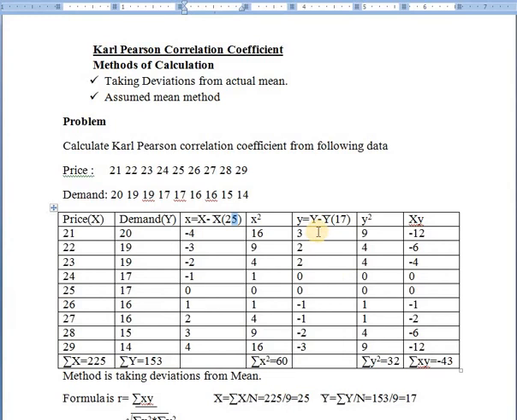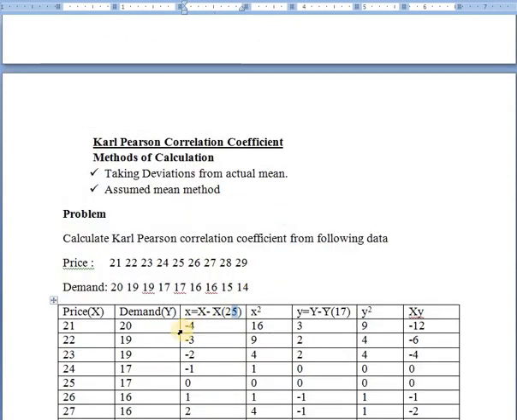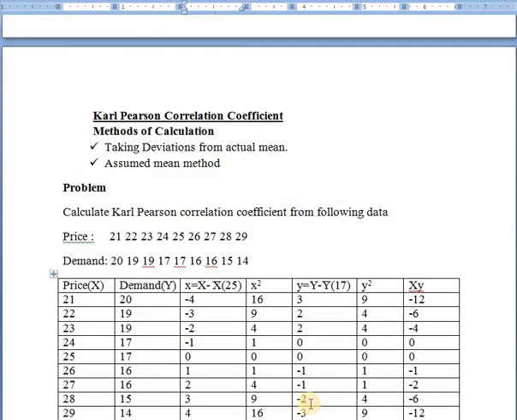In the same way we need to calculate small y, that is y minus y bar. Y bar, the average of y, is 17. We need to deduct the values from 17, that is 20 minus 17 is 3, 19 minus 17 is 2, 19 minus 17 is 2, 17 minus 17 is 0, again 17 minus 17 is 0, 16 minus 17 is minus 1 and 16 minus 17 is minus 1 and 15 minus 17 is minus 2, 14 minus 17 is minus 3.